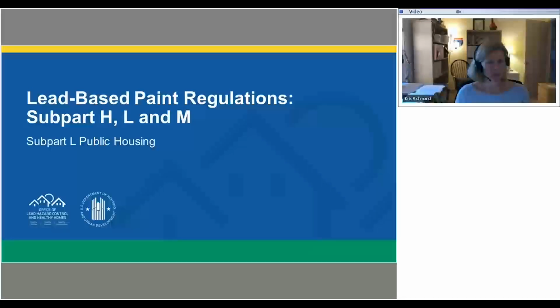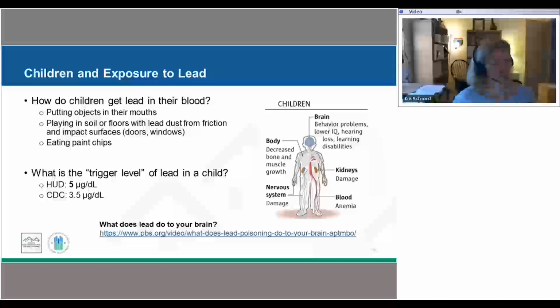Well, I like to go to slide 18. And so the first example I'm going to have here is that HUD is using the confirmed blood lead level of 5 micrograms per deciliter, while the CDC has lowered the reference level to 3.5 micrograms per deciliter. So HUD is going to continue to follow the 5 micrograms per deciliter at this time, but you know, they are always checking with the CDC.